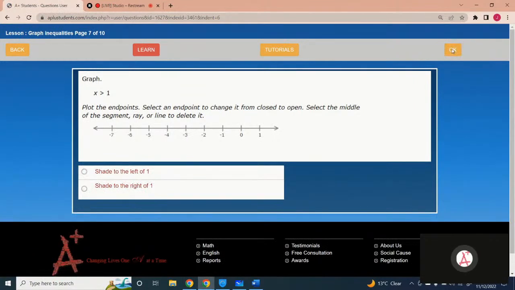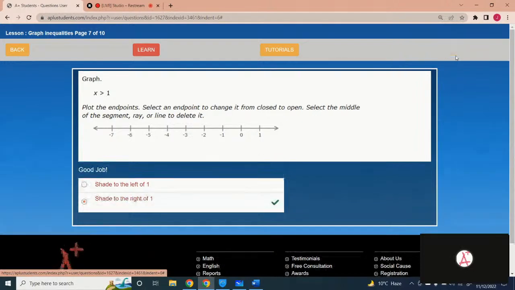Okay, x is greater than 1, so the greater numbers are always on the right hand side. X is greater than 1. That means the greater numbers are always on the right hand side. So it would be shade to the right of the 1. Got it? Just select the correct option and click on the OK button.